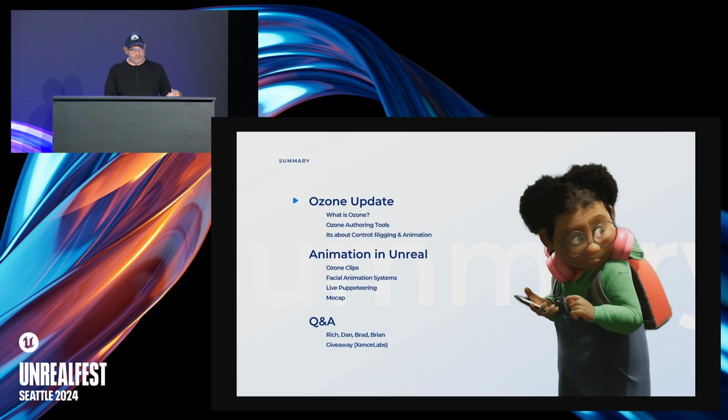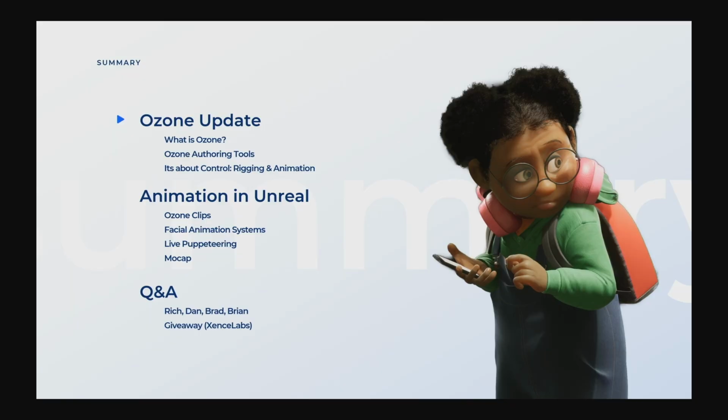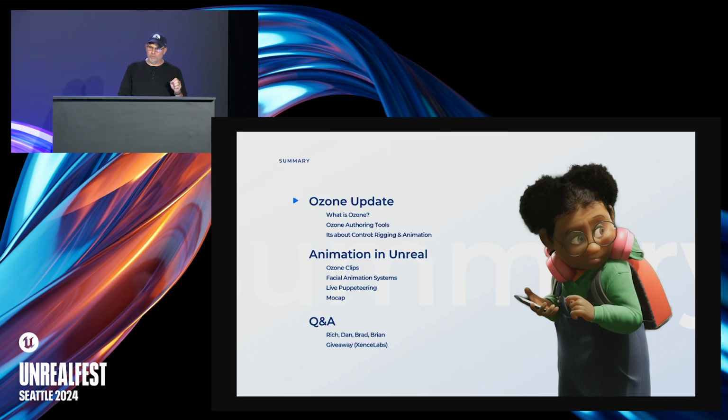So what I'm going to cover in this talk is just a recap of what Ozone is for people that don't know. Talk a little bit about the progress we've made on our authoring environment. And then we'll talk a little bit about control. And really the whole theme of today's talk is how do we give animators the control they want? How do we give riggers the tools to give animators the control they want, and how Ozone helps with all that. And then we'll go into Unreal and we'll talk about our animation clip system.